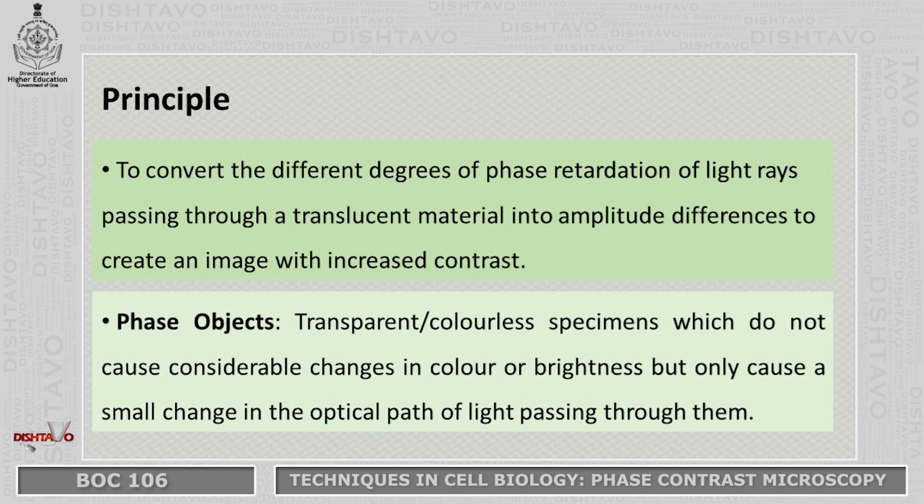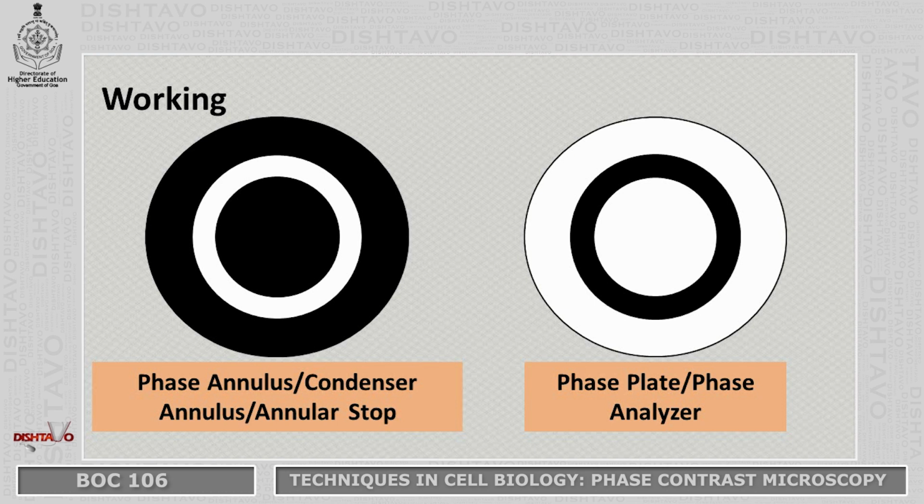We move on to the working of a phase contrast microscope. Even a normal compound microscope can be used as a phase contrast microscope with two essential components, that is a phase annulus and a phase plate. A phase annulus is also called a condenser annulus or an annular stop, and a phase plate is also known as a phase analyzer.